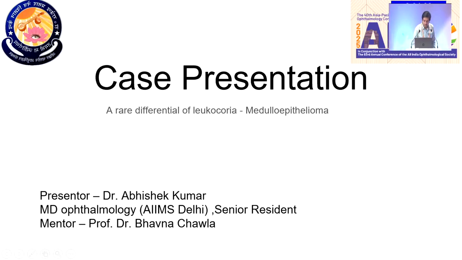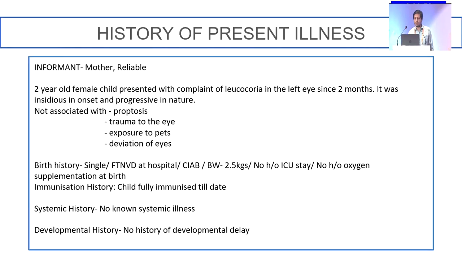Good morning, everybody. I would like to present a case on a rare differential of leukocoria. As we all know, there are 10 to 12 differentials of leukocoria. In our case, it happens to be medulloepithelioma. For the history of present illness, the informant was the mother, and it seems to be reliable.